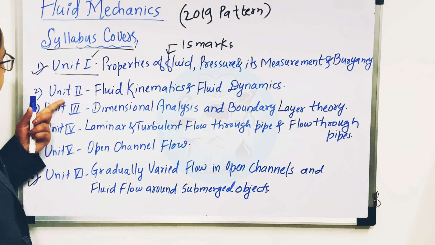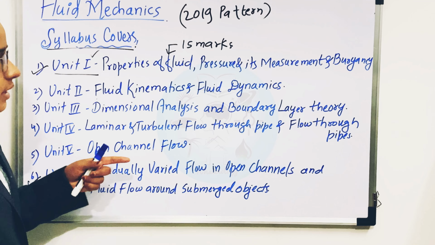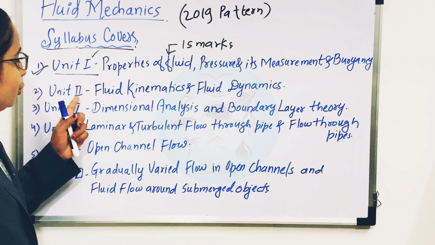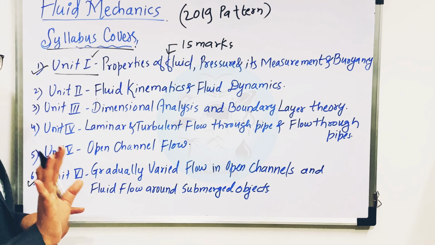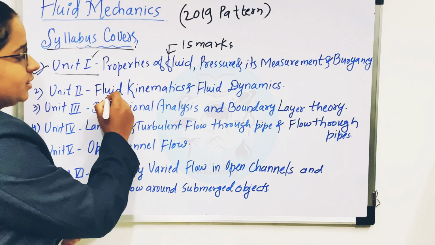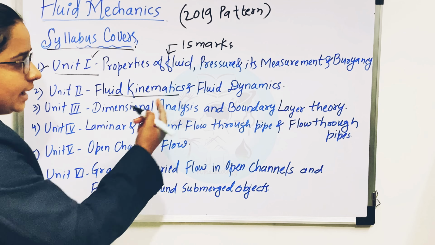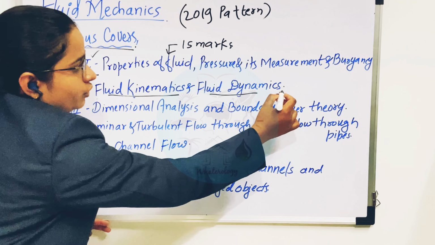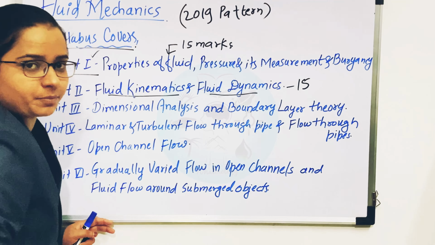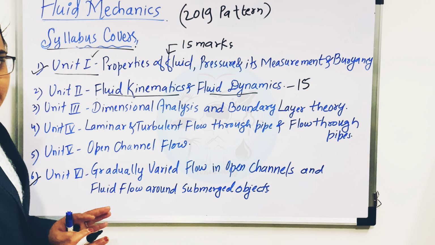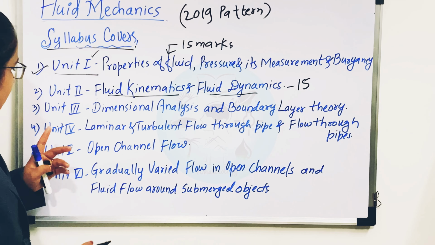Okay. Now next is unit number 2. As in unit number 1 there are 3 chapters, but from unit number 2 onwards there are 2 chapters only. So in unit number 2, the first chapter is fluid kinematics and the next chapter is fluid dynamics. This unit also is for 15 marks. So the first 2 units are for 15 marks each, compulsory.